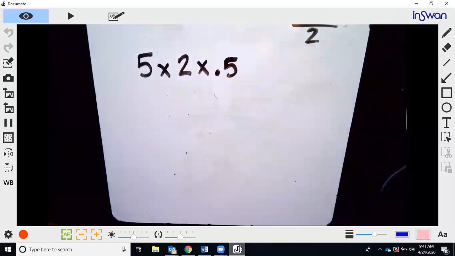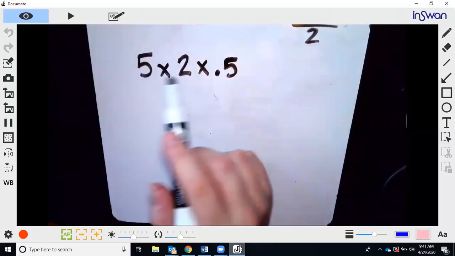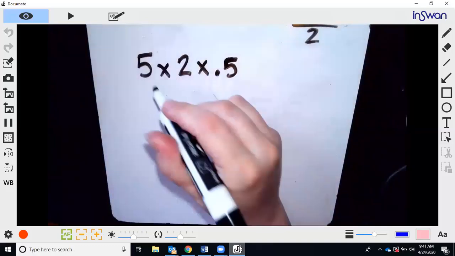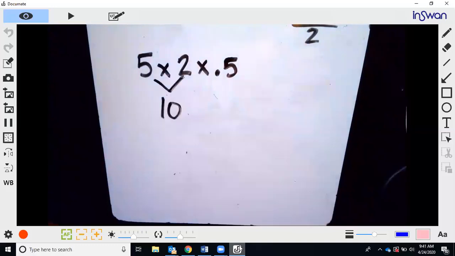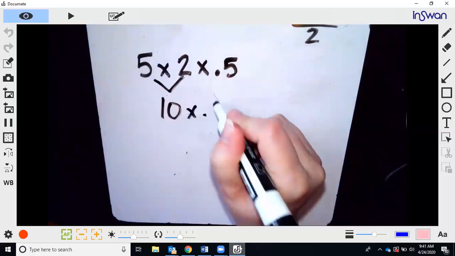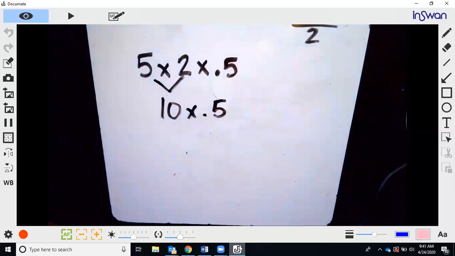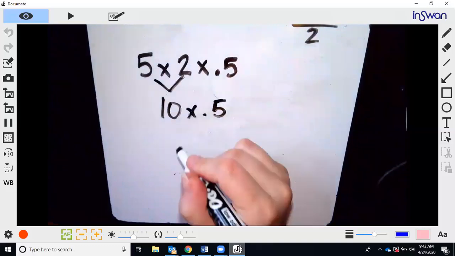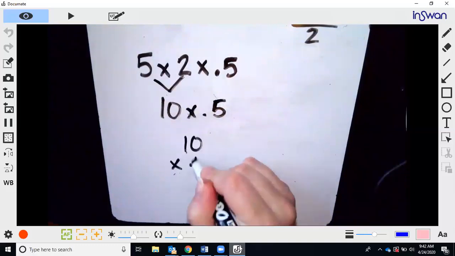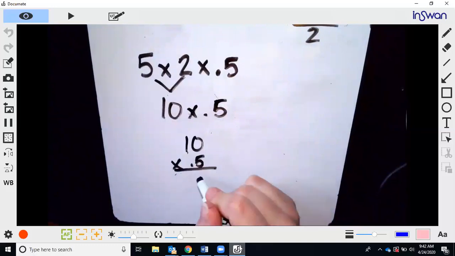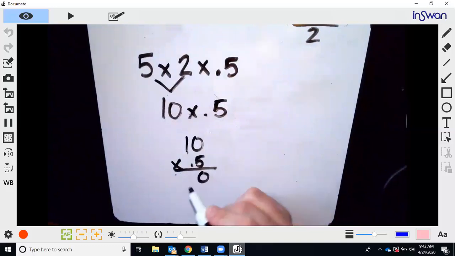Now you can just multiply as usual. So I'm going to start right here. 5 times 2 gives me 10. I'm going to bring down anything I haven't used yet. And when I do 10 times 5/10, 5 times 0 is 0. 5 times 1 is 5.